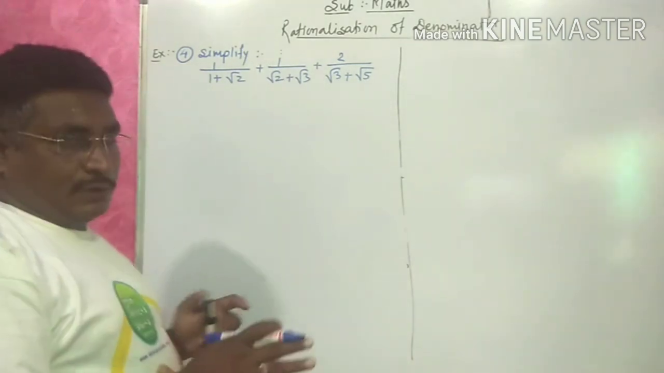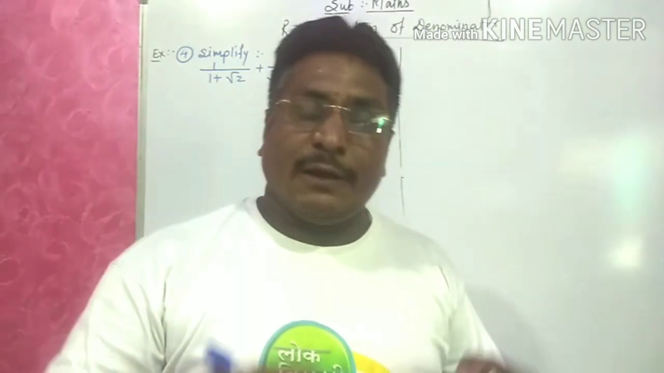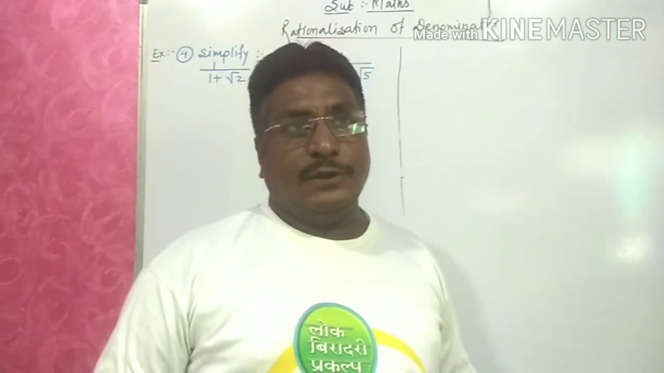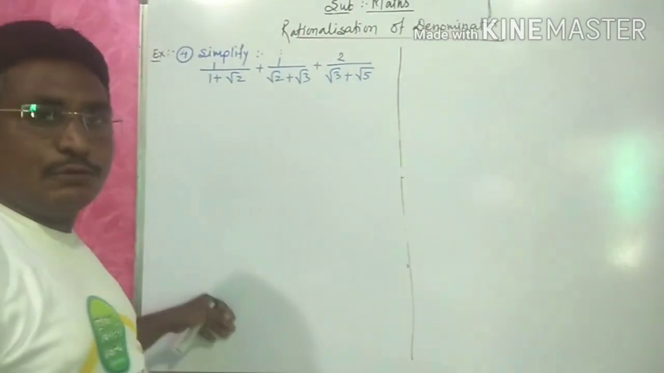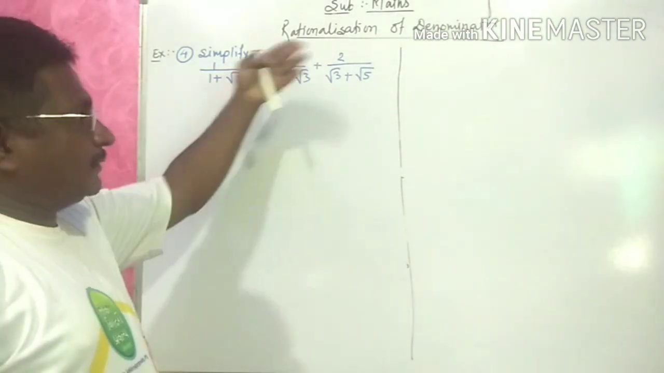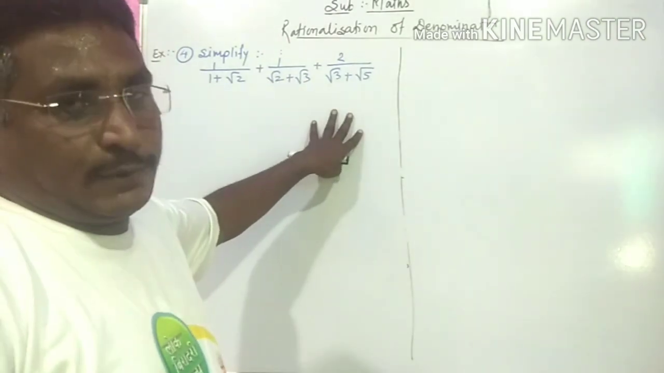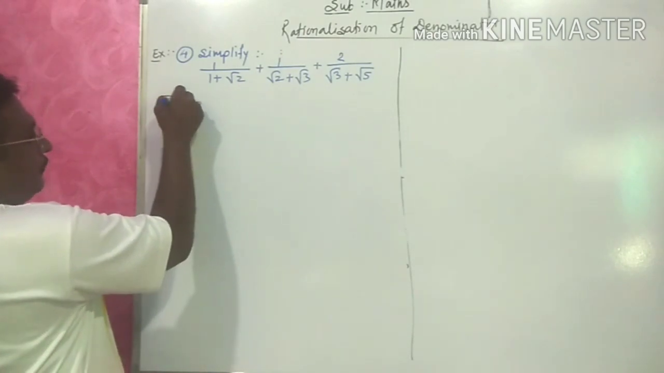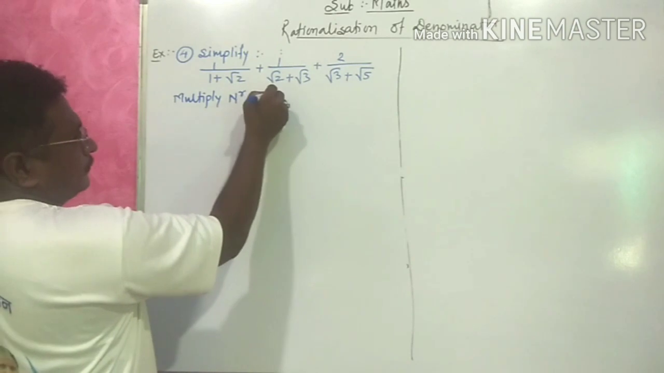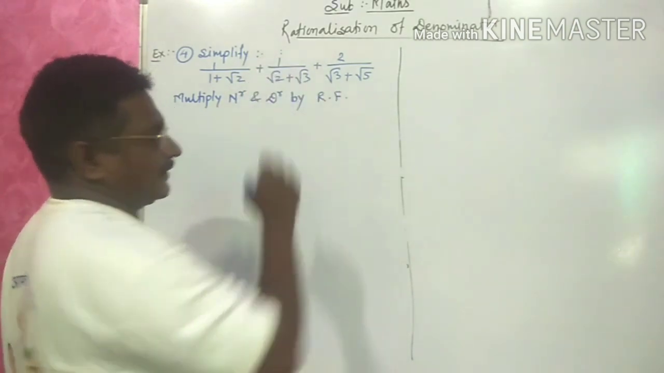The method is the same, no change in the method. For one term, whatever method is applicable, apply. Whatever method we applied for the 2 terms, the same method we will apply for 3 terms. If you want, you can rationalize separately and afterwards add them, or directly also you can do it, no problem. So now here multiply numerator and denominator by the rationalizing factor.